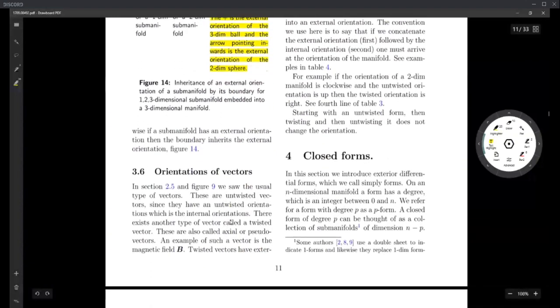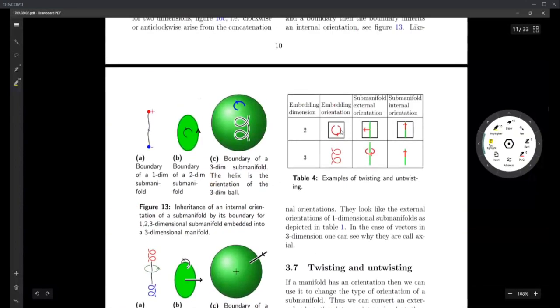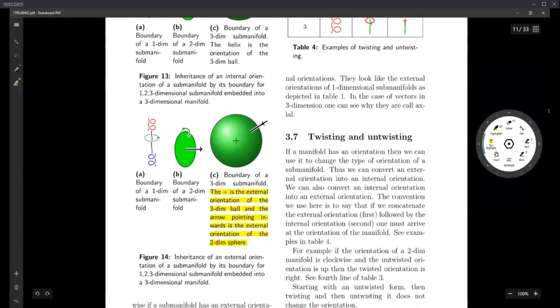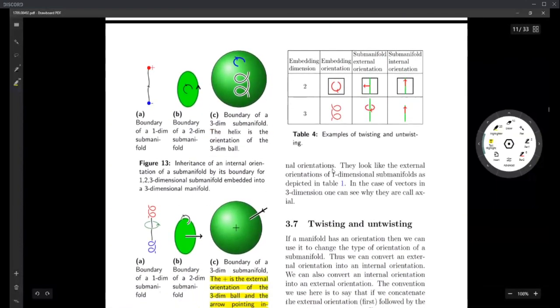Like I said earlier, vectors and forms can also have their own orientations. So they can have internal untwisted orientations. And there's another type of vector called twisted vectors right here. They're also called axial or pseudo vectors. An example of this is a vector such as magnetic field B. So right here you have twisting and untwisting vectors, but this is more of a reference to twisting and untwisting, so I'll just stay away from that.